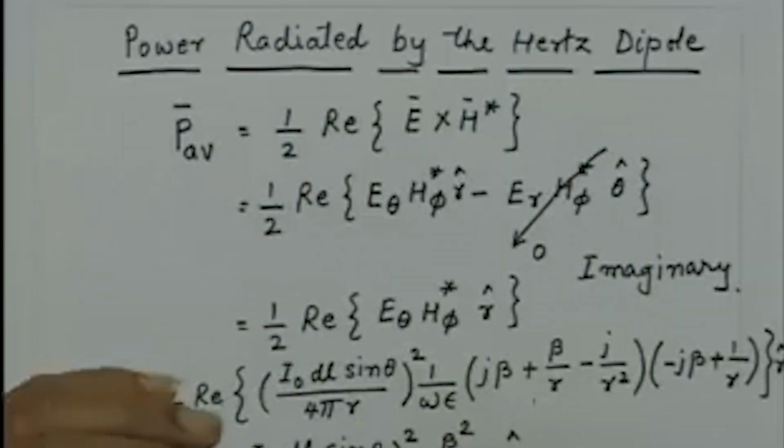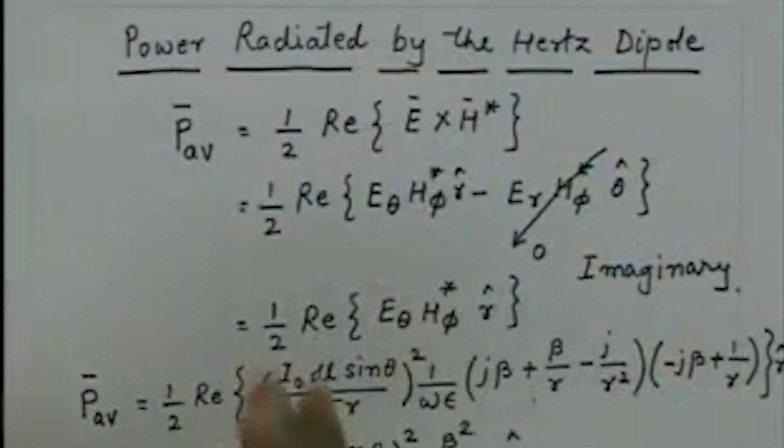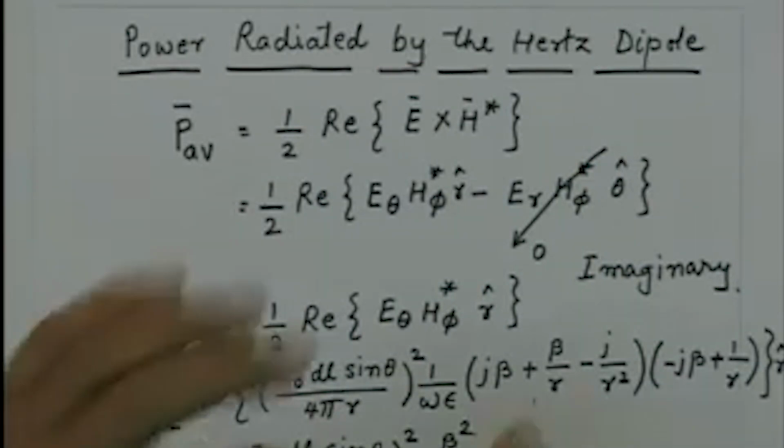So the power essentially is going to flow radially outwards, it is in direction r, and it is solely going to be because of the radiation fields. So other fields which are electrostatic field and the induction field, they essentially give you the reactive fields, whereas the radiation field essentially contributes to the power flow because it takes away the power from the Hertz dipole.